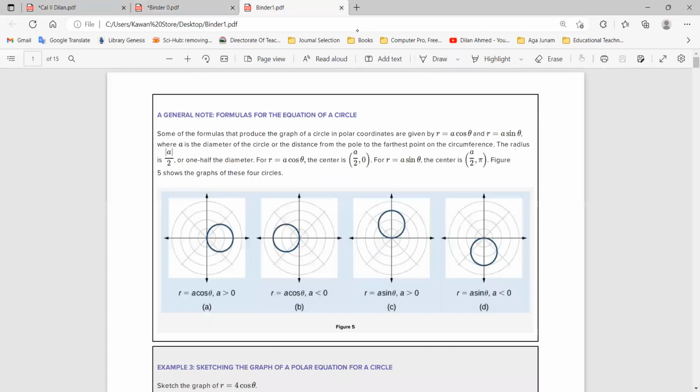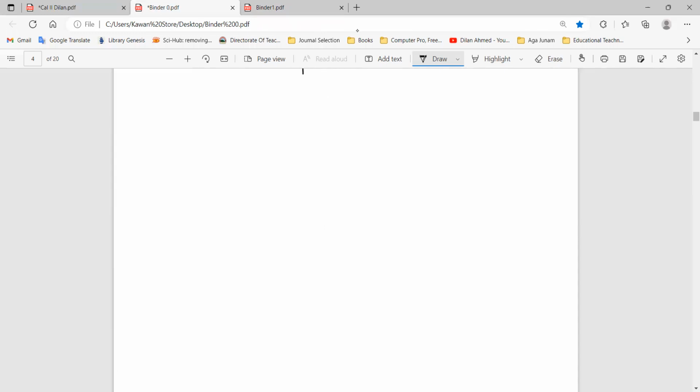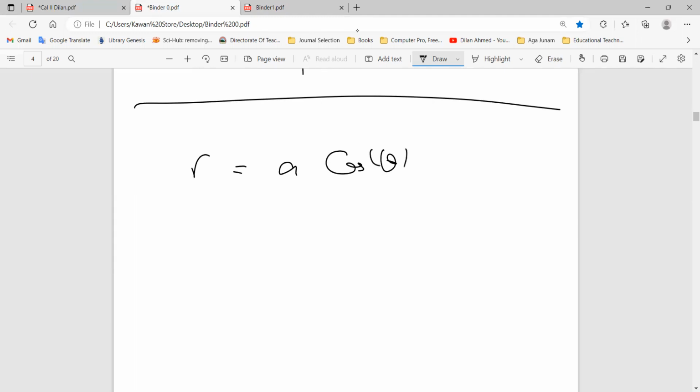So for that purpose, I'm going to give you all these shapes. The first one, if we have r equal to a cosine theta or a sine theta, first shape, r equal to a cosine theta, let a be any number. In that case, we have a circle over the x-axis, symmetric about the x-axis. We copy and paste the polar curve on Cartesian to get more information, or to make it easier for you.